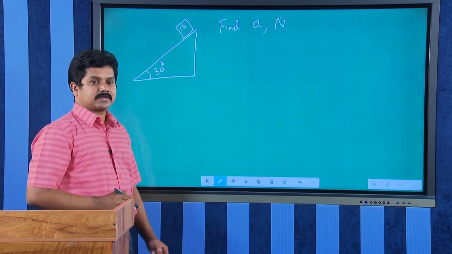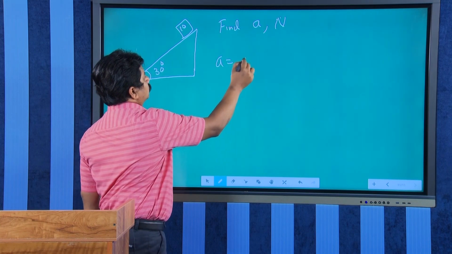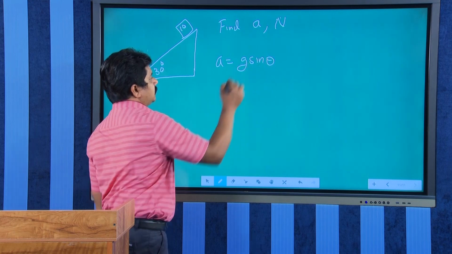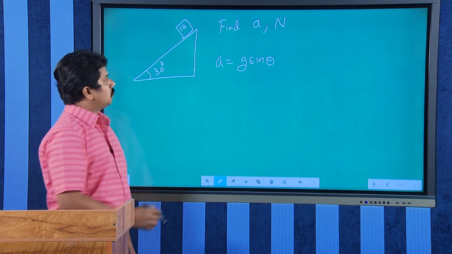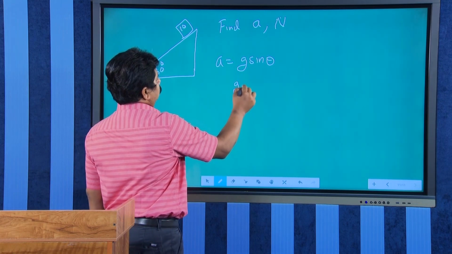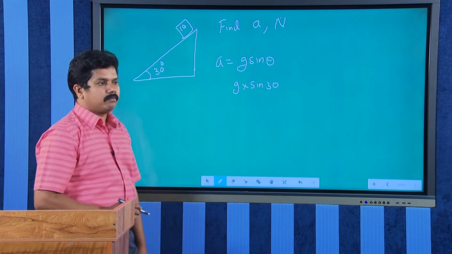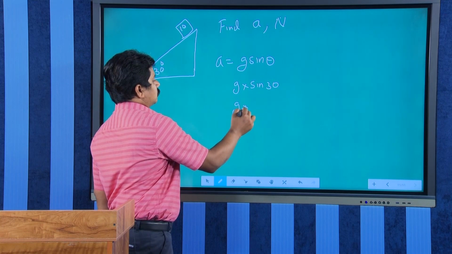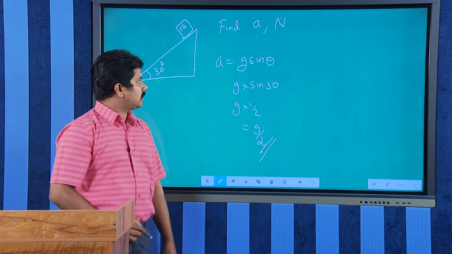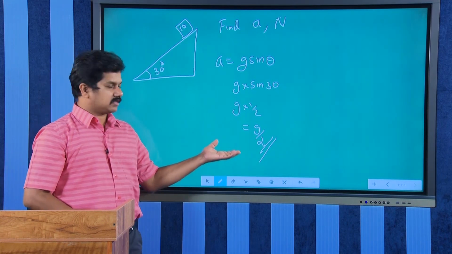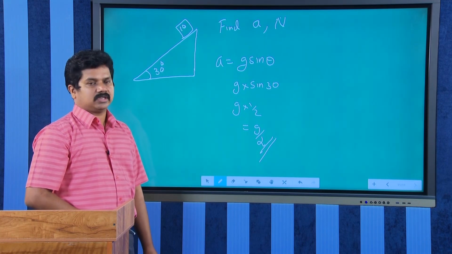So, what is the expression for acceleration? A equal to g sin theta, right? So, how much? G into sin 30. Sin 30 is 1 by 2, right? So, g into 1 by 2, that is g by 2, this is the acceleration. If we take g as 10, it will be 10 by 2, 5, or we can leave it as g by 2, that will be the acceleration.